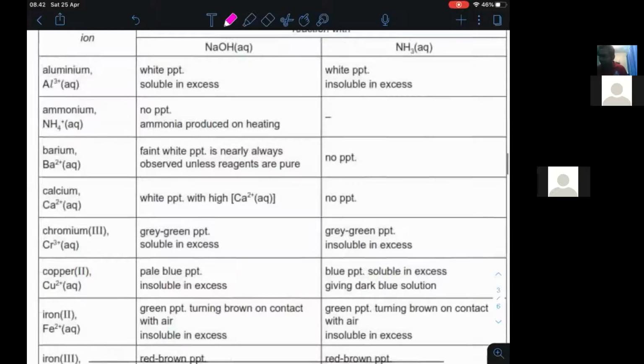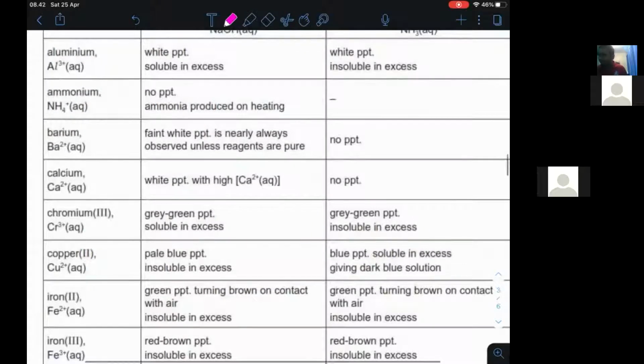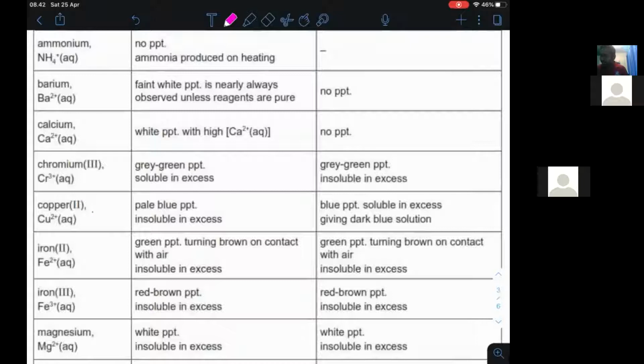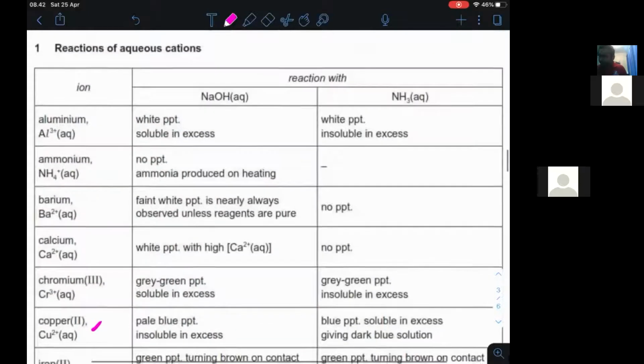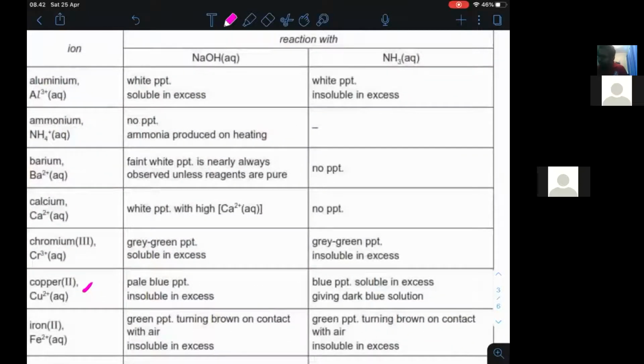There's only one that gives a blue precipitate. It's under copper. The rest are all different colors. So when you react, there is going to be a blue precipitate, but it is soluble in excess, giving a dark blue solution.